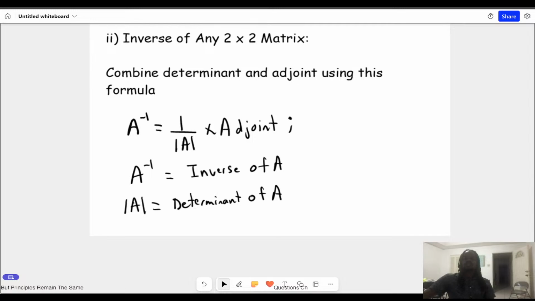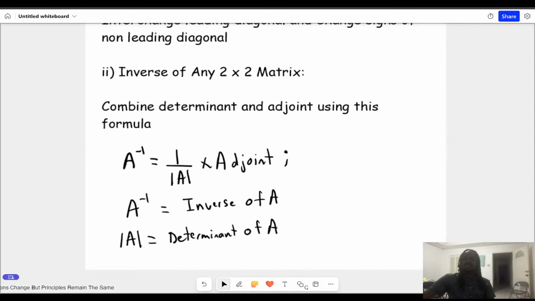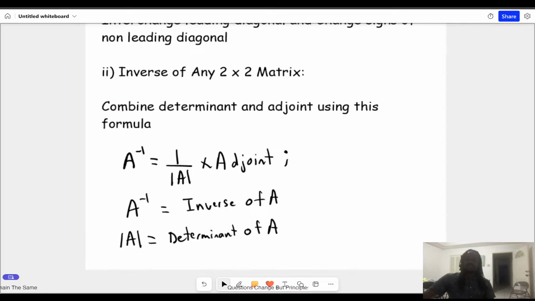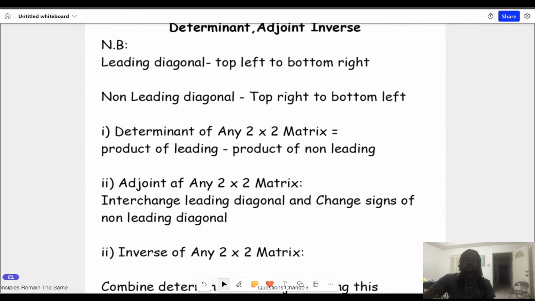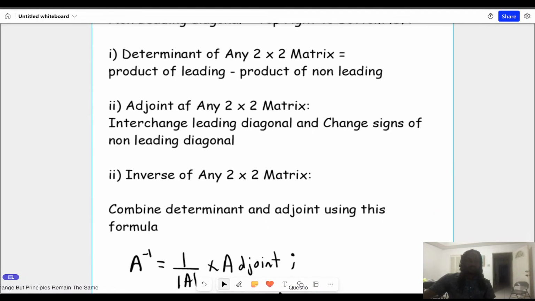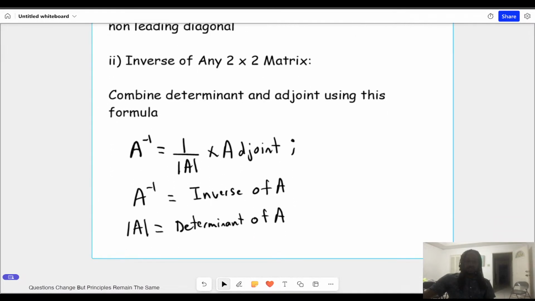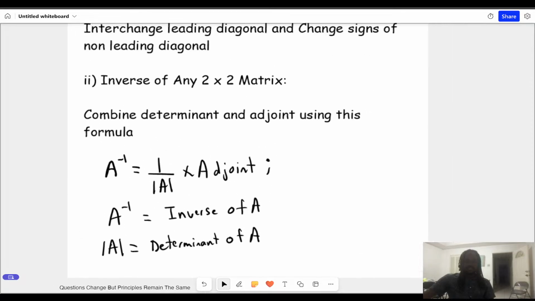Inverse of any 2 by 2 matrix, what do we do? Combine the determinant and adjoint using this formula. Here's the formula. A with the negative 1 above, what does that represent? That represents the inverse of A. A with the two little bars beside it represents the determinant of A. To find the determinant, product of leading minus product of non-leading. To find the inverse, we just use that formula right there.